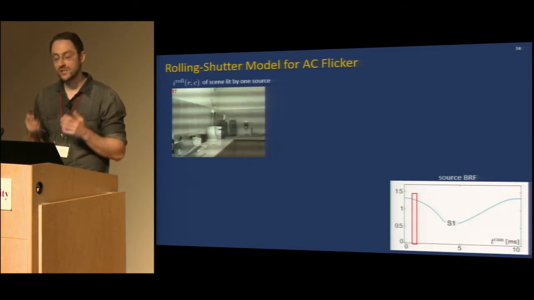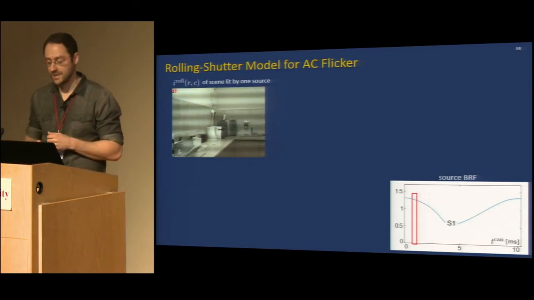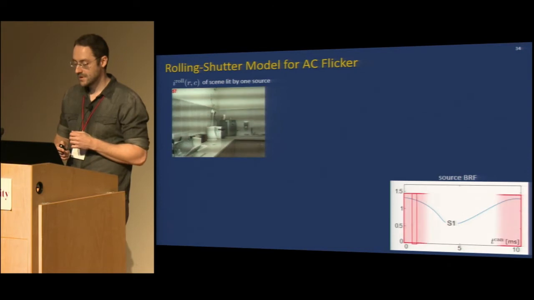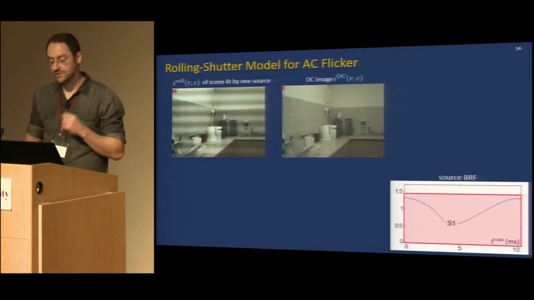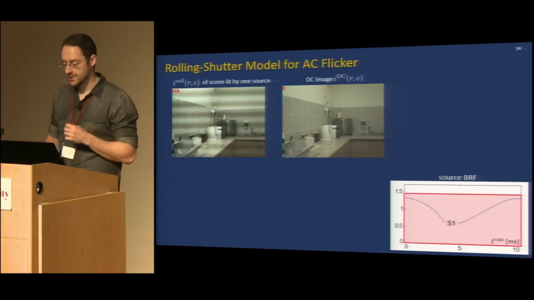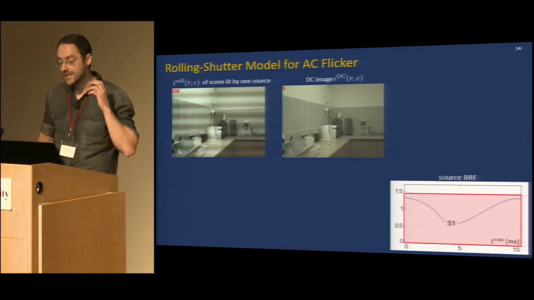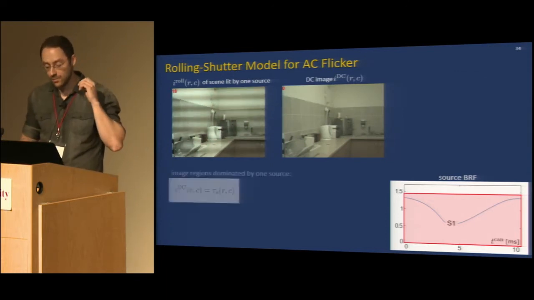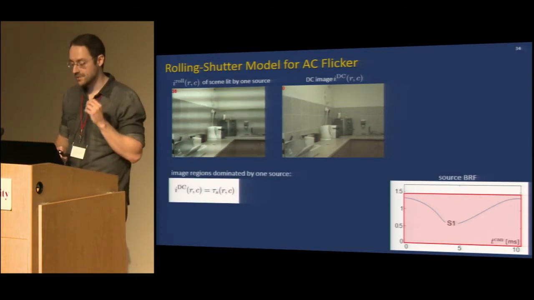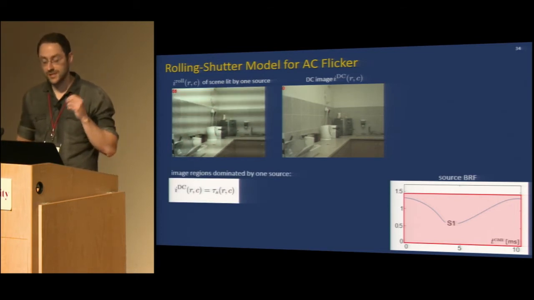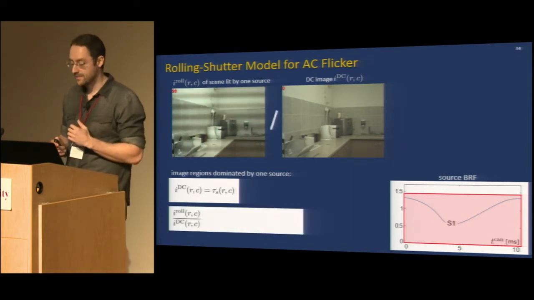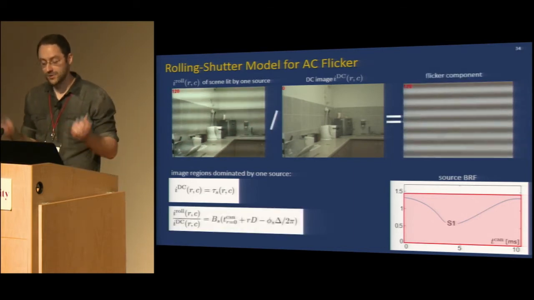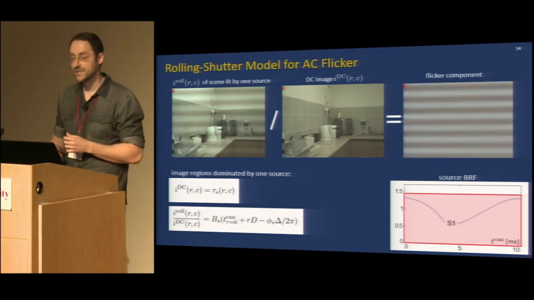So are all rolling shutter frames affected by the flicker wave pattern? The answer is no. If we set the exposure duration to the flicker cycle, the resulting frame emulates direct current imaging. Now, in image regions dominated by only one source, the DC image approximately equals the source light transport. Now, if we divide our frames by the DC image, we are left with only the vertical wave pattern. This will be useful later.